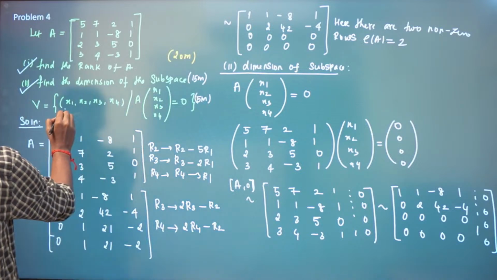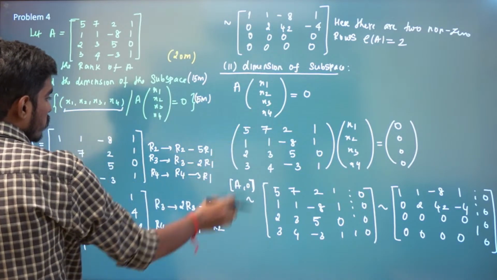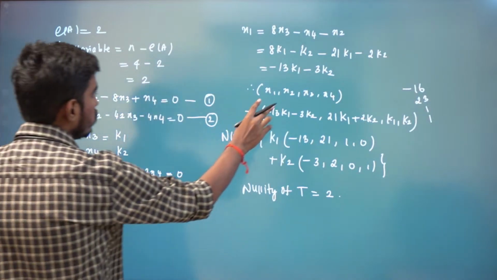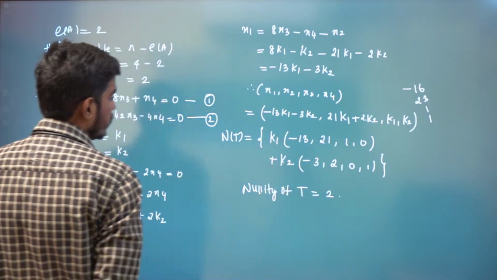What we are finding all those x1, x2, x3, x4 that satisfies A times this is 0. So that x1, x2, x3, x4 are given by this, right? So that means this is spanned by these two vectors.